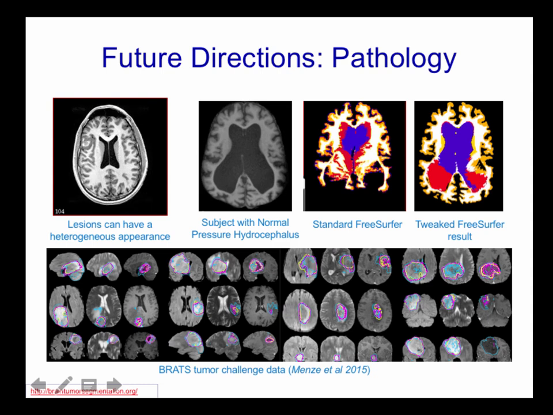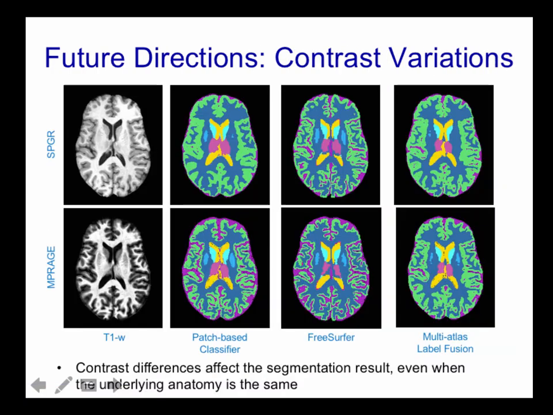And if you apply standard FreeSurfer, you get this result. If you try to tweak FreeSurfer, change the different parts and just try to get the best result possible, you still get a bad result. And that's because FreeSurfer is using this probabilistic atlas where it just doesn't believe that the ventricles can ever be this close to the cortex. So it's never going to be able to find a good segmentation of these ventricles.